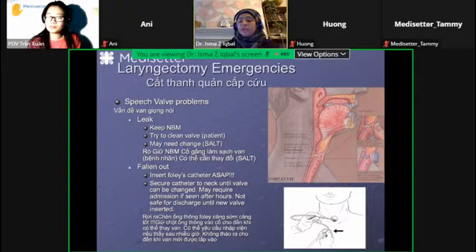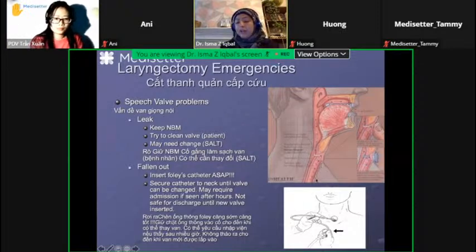If the speech valve becomes loose and falls out, you need to do a chest x-ray if the patient can't find it because it may have fallen into the lungs.